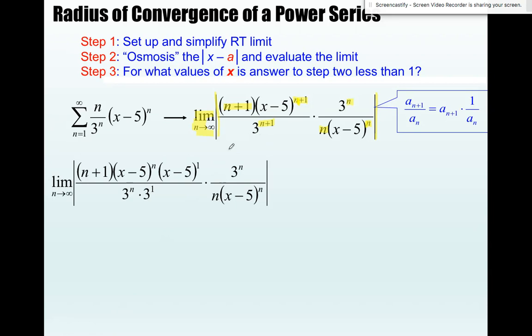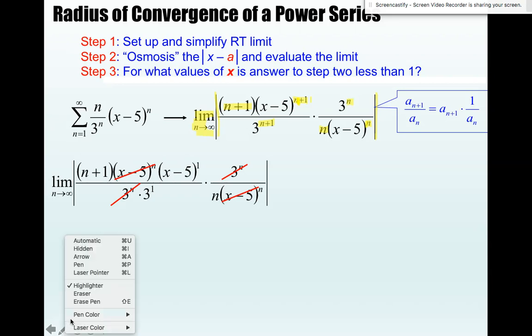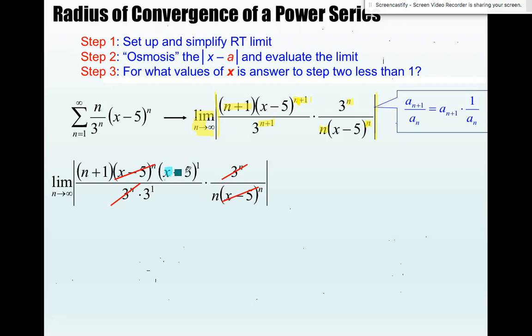Notice what I did here. 3 to the n times 3 to the 1. And what I did with this n plus 1: x minus 5 to the n and x minus 5 to the 1. You see what happens now? Bye-bye, and bye-bye. Notice what I have left for my x now: it's x minus my center, just to the first. Osmosis that baby out front. Now, don't forget you have to keep the absolute value bars, because it was inside here. So keep the absolute value bars.